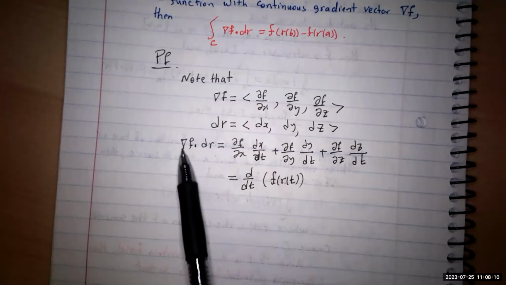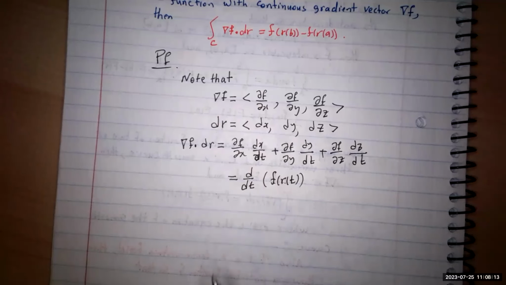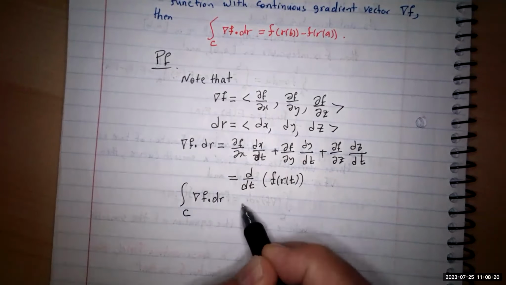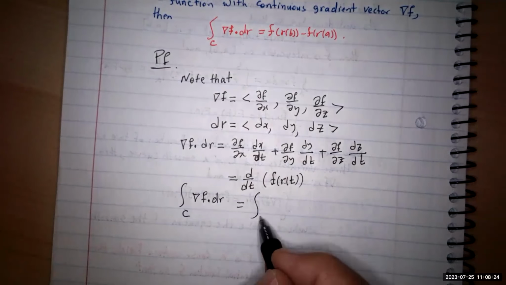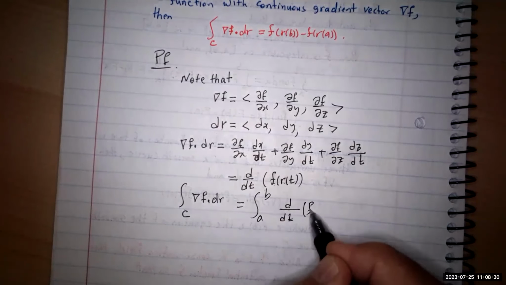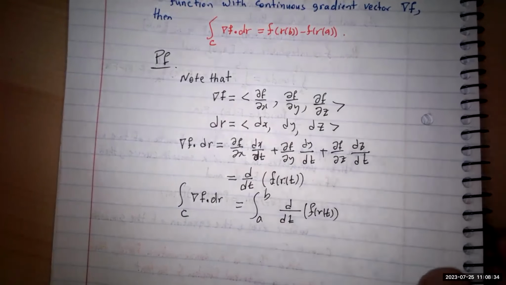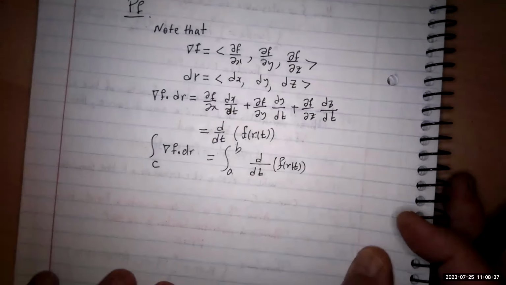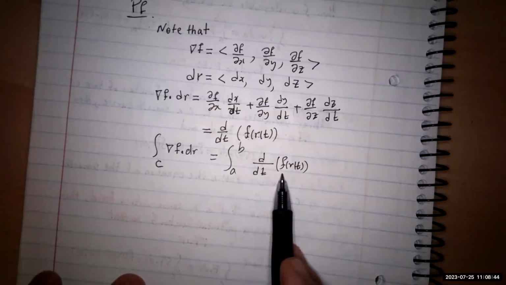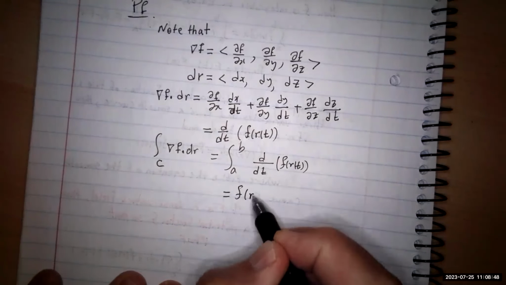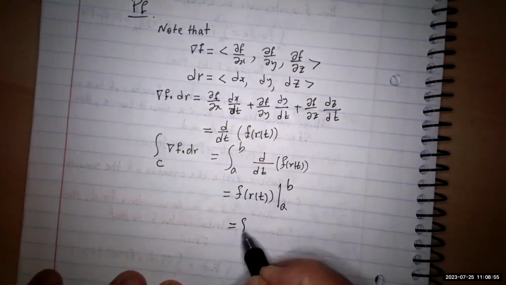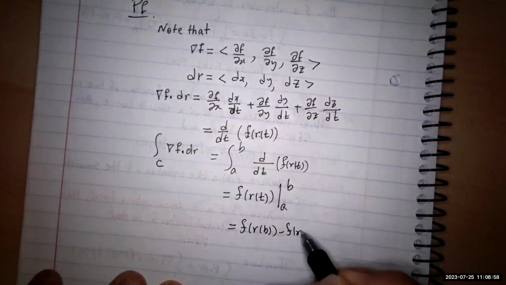that's it, integrate both sides. If you integrate both sides, what's going to be the result? The integral of the gradient of F dot dr along C is going to be the same as the integral from a to b of d/dt, because this is a function of t, F of r(t). Okay, that is going to be the case. So when you integrate this derivative, the derivative would be dropped, and then you are going to get simply F of r(t) when t goes from a to b, which is simply F of rB minus F of rA. That's it. You proved it.